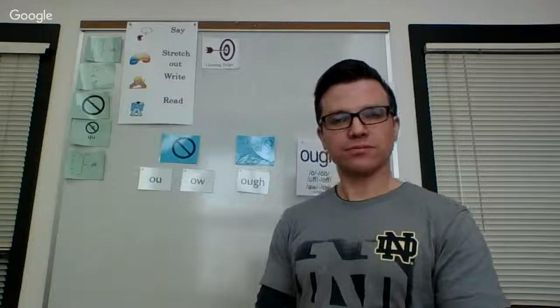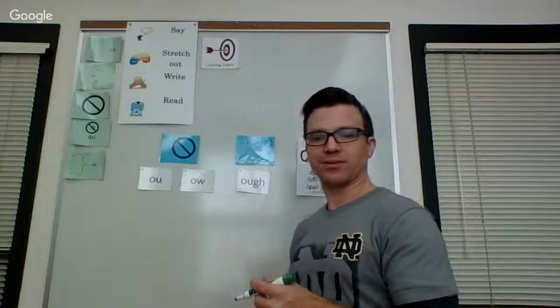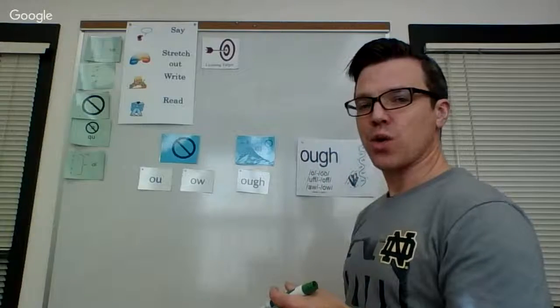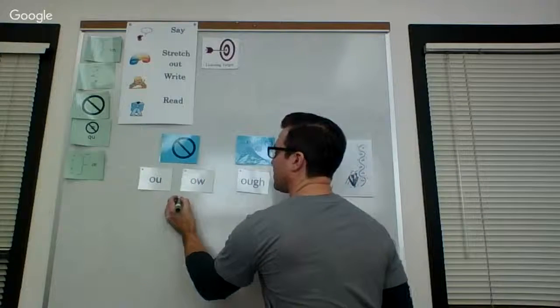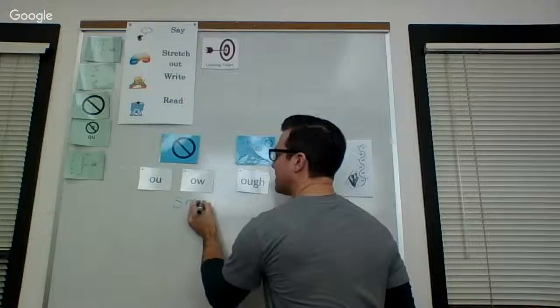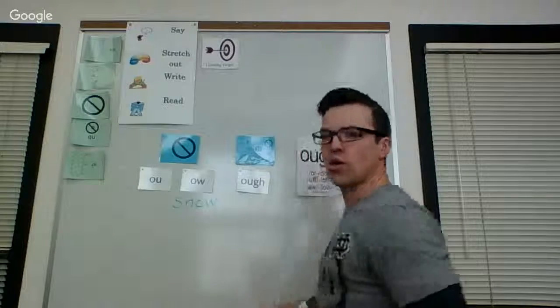I'm going to give you like 10 seconds, and then I'm going to write it up here. Snow. Okay, which one am I going to use? I'm going to use this one. Snow. Snow. Now, how do I mark that word to show what goes together?